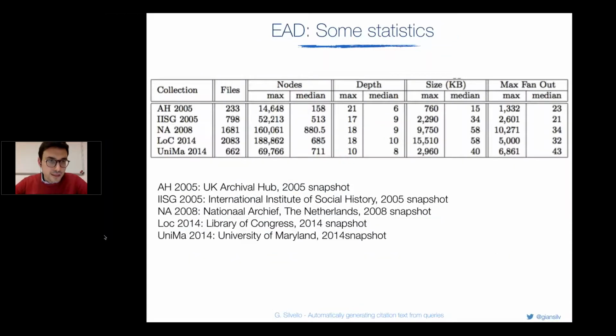So here we have some statistics on some collections that I considered for these tests. Now we are considering the Library of Congress collection, which is composed of 2,000 archives. We see that we have up to almost 200,000 nodes for a single archive with 18 levels of depth. And the typical size of an archive is 10 or 15 megabytes. So for an XML file it is quite big, right?